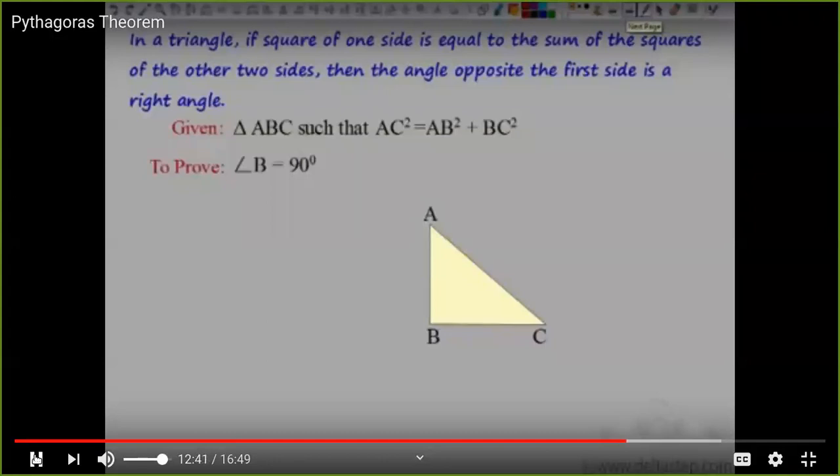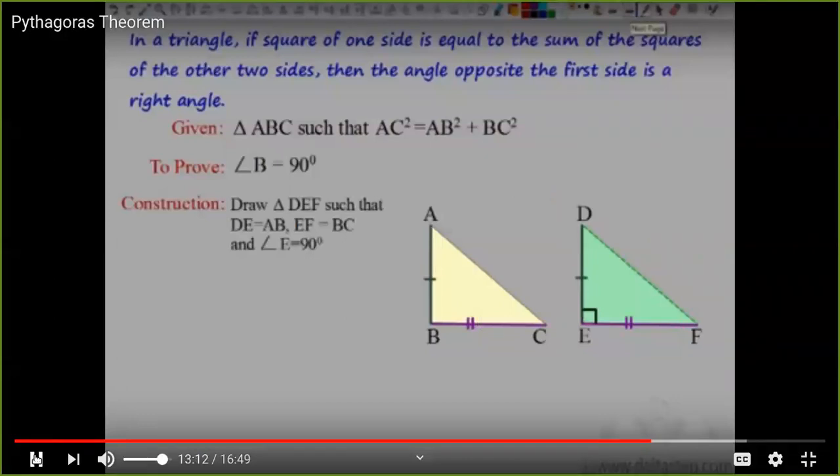So what do I do now? I'll make another triangle. Let me make another triangle. I call this triangle DEF such that AB is equal to DE, BC is equal to EF, and angle DEF is 90 degrees. So I make a triangle in such a way that AB is equal to DE, BC is equal to EF, and angle E is 90 degrees.